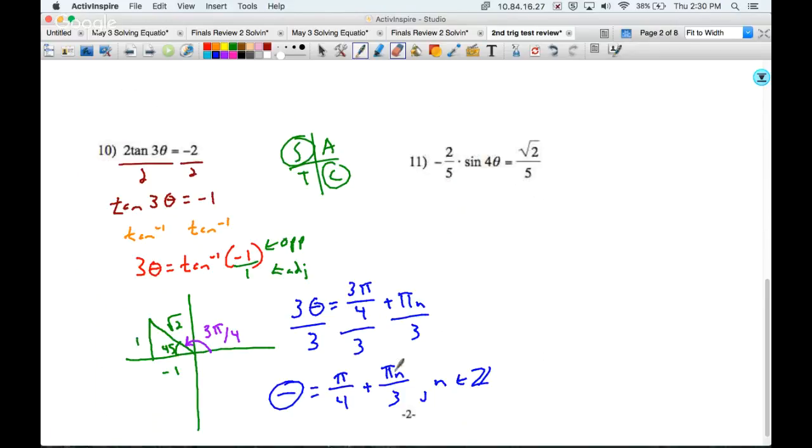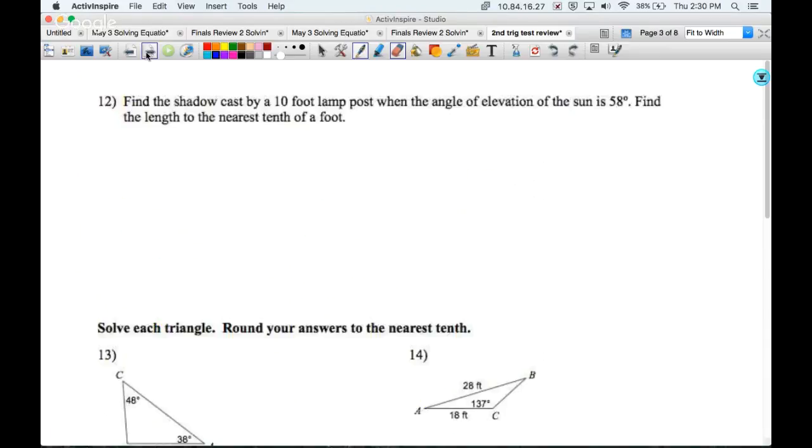All right, so we just picked a random integer, plugged this whole thing in for theta, and it made the equation balance. All right. Yeah, number 11 is pretty similar.